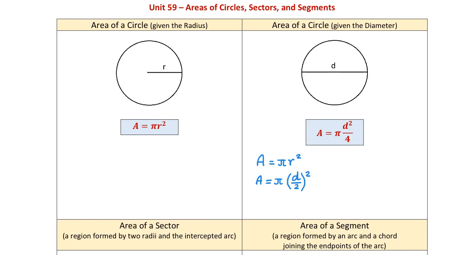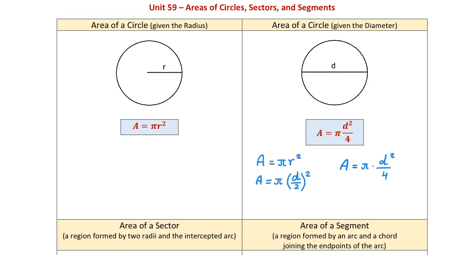From here we continue and we get A equals pi, and now we have to raise this fraction to the second power. To raise a fraction to the second power, we raise the numerator to the second power and then the denominator to the second power. So d squared is on the numerator and 2 squared, which makes 4, is on the denominator. So this is how we get this second formula.